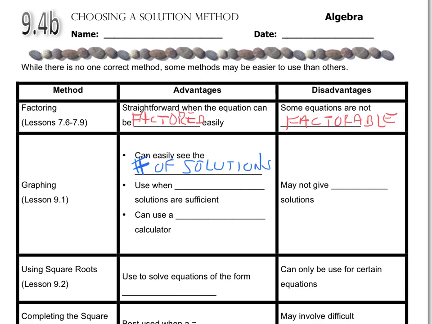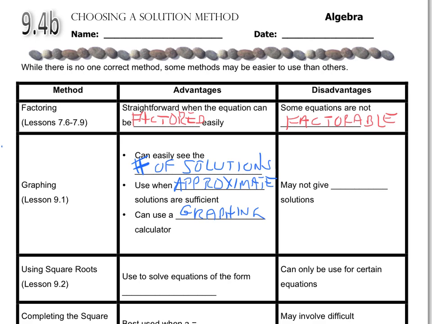We want to use this method when approximate solutions are sufficient. We're not always going to get something that is a nice perfect integer that we can see exactly where it's crossing. But if we're okay with something that's pretty close and we don't need an exact solution, then graphing is good. And certainly an advantage is if you have a graphing calculator, then you can get the exact answers because it will do the exact work you need.